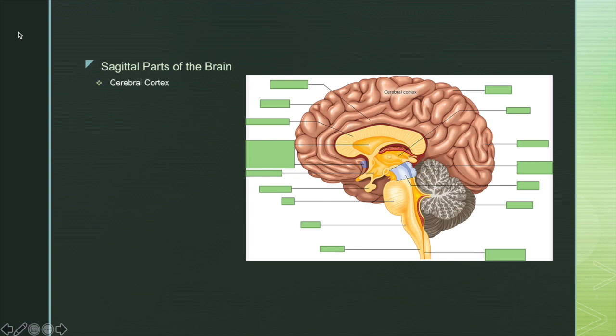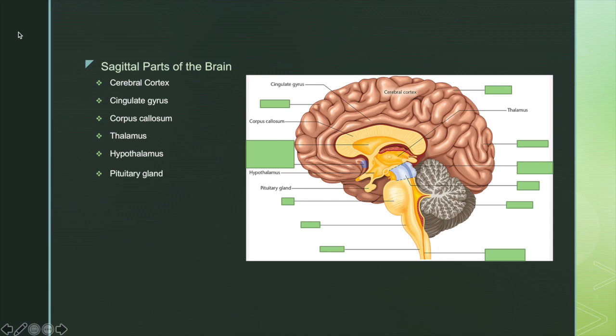This first part is the cerebral cortex. This next part is called the cingulate gyrus. This next part is called the corpus callosum. It's in the middle and it connects the two hemispheres of the brain. The thalamus is right in the middle. The hypothalamus and pituitary gland are under that.